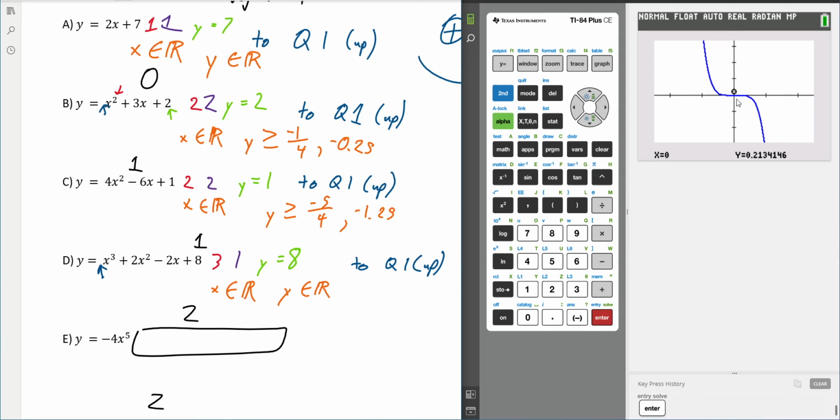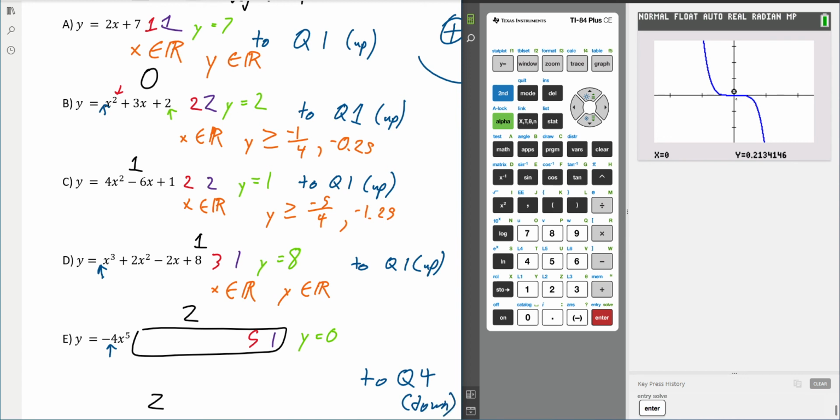Okay, other than that, if you figure it out really carefully, you can find that the y-intercept is 0 because there's no constant term. You can also find out that the x-intercept is 0. It'll be right directly on there. But there's only one x-intercept. Okay, it has degree of 5, but it only has one x-intercept. This goes, because it's negative, it goes to quadrant 4, or down.